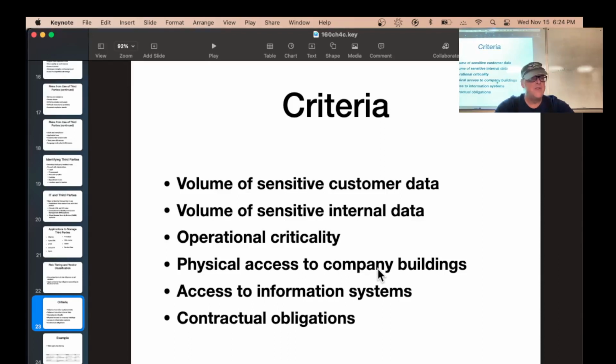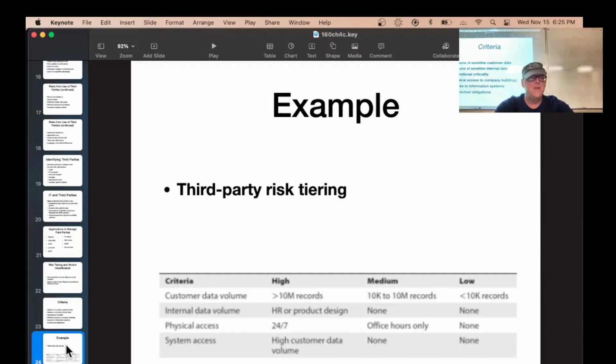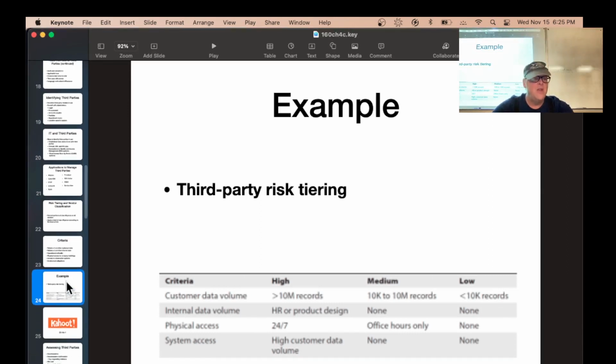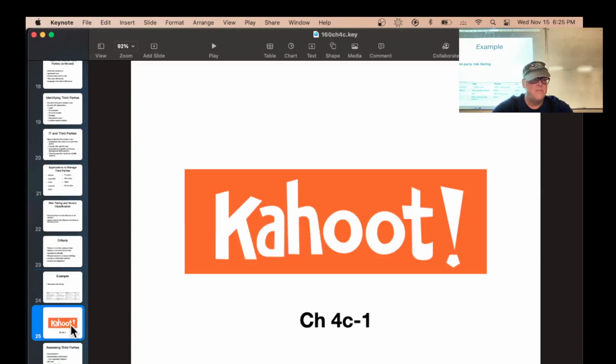Do we have physical access to the building, or do others have access? And your contractual obligations. And so here's an example of third-party risk tiering. You might consider that if you are going to send your customer data up there, if you're sending 10 million records, that's a high risk, but if you're sending less than 10,000, that's a low risk, and so on with things like internal data and physical and system access. You can just decide your risk level for various ways you're going to use those services, and then compare the actual risk to your risk appetite.